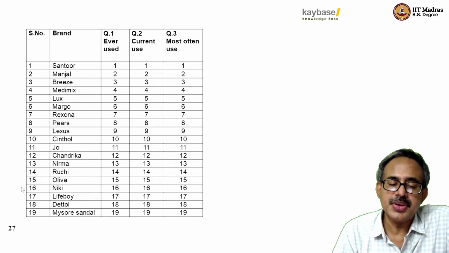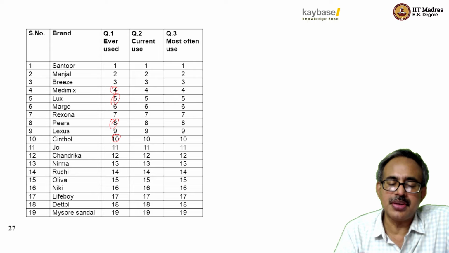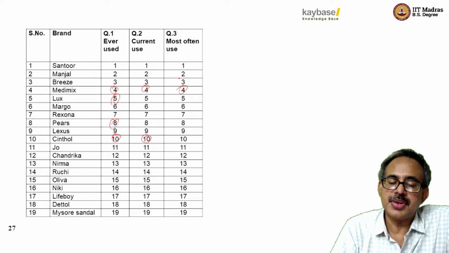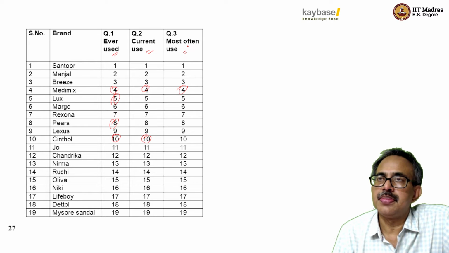And this data is captured like this here. So what we said is, the person has used Medimix, the person has used Synthol, the person has used Lux, the person has used Pears, and some of the brands we mentioned from that list may not be here. The person is currently using Medimix and Synthol, and the brand that is used most often is Medimix. So ever used, current use, most often used. Okay, so far? Yes. If I'm going too fast, you can stop me. It's fine.